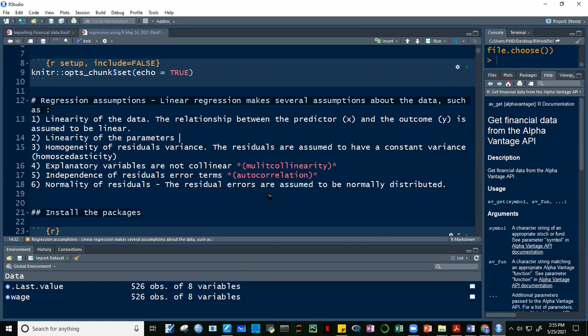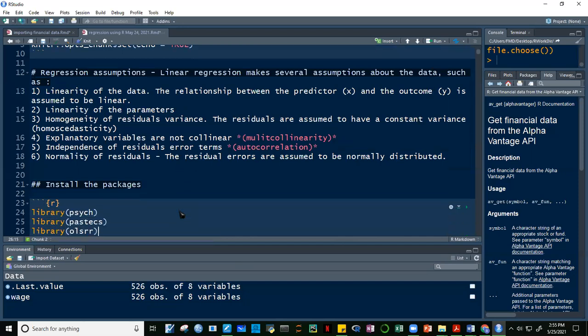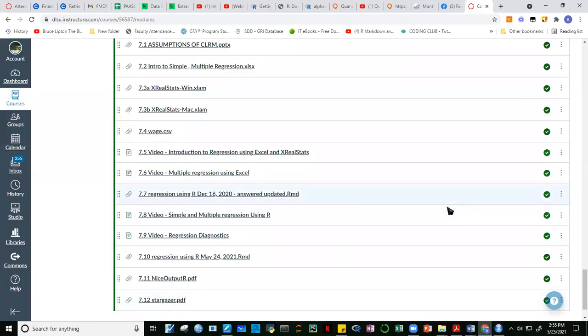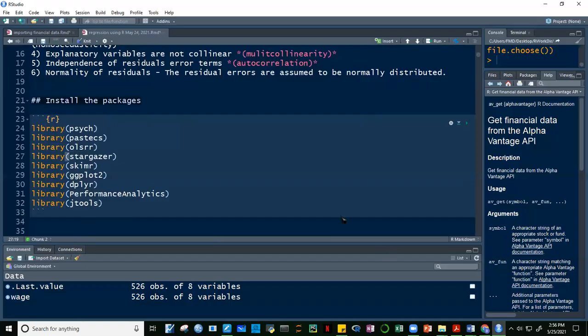Now, ang mga packages na gagamitin natin for linear regression, okay, some of this we have met, yung psych, PaceText, OLSRR, this will be used for stepwise regression. Stargazer for coming up with reports, okay, in a nice way. So may pinost din ako, guys, ito nice output R and Stargazer. These are documentation for Stargazer. No? So magagamit nyo to especially pag nag-generate kayo ng report.